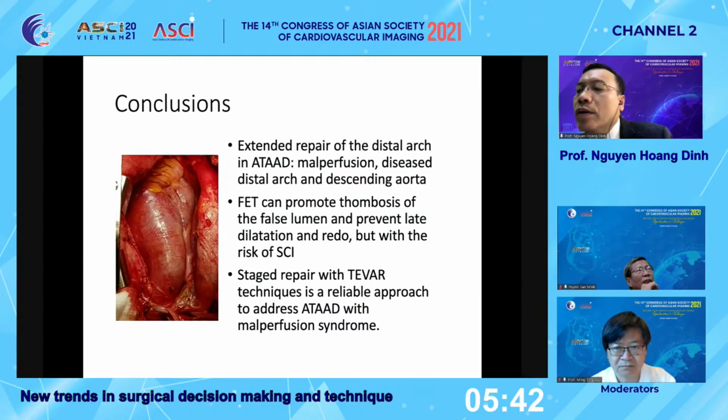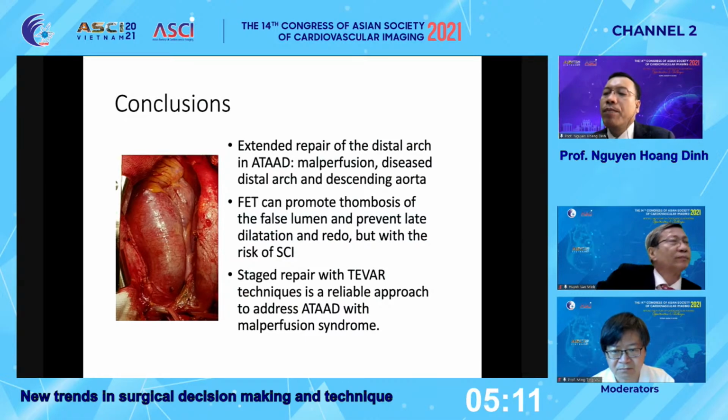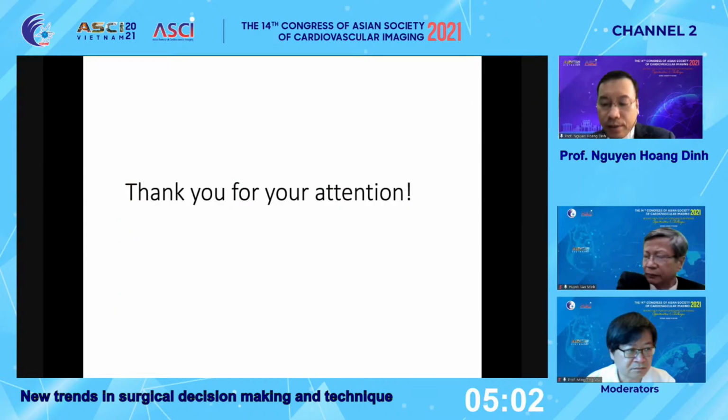So I'd like to conclude: extended repair of distal arch in acute type A dissection includes malperfusion, disease of the distal arch, and descending aorta. Frozen elephant trunk can promote thrombosis of the false lumen and prevent late dilatation and redo, but there is a risk of spinal cord injury and paraplegia. A staged repair with TEVAR techniques is a reliable approach to address acute type A dissection with malperfusion syndrome. Thank you so much for your attention.